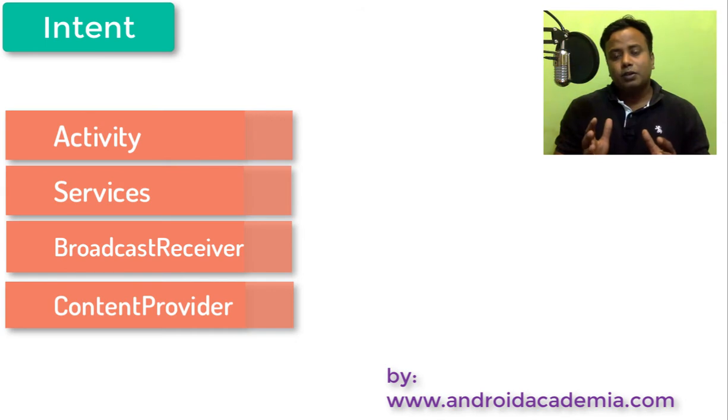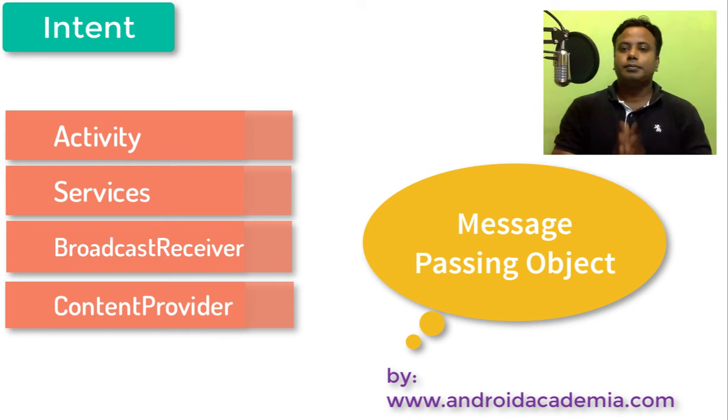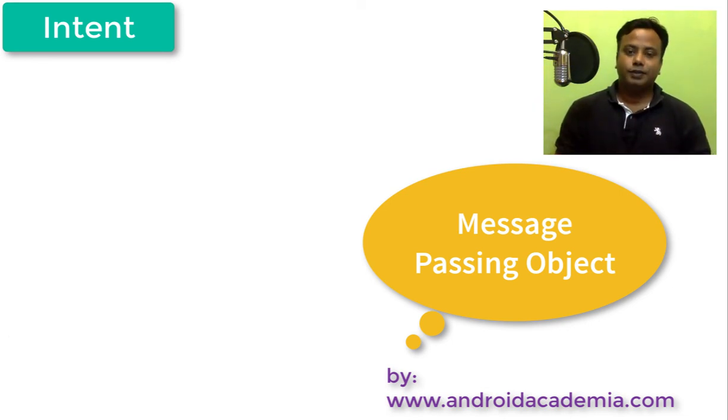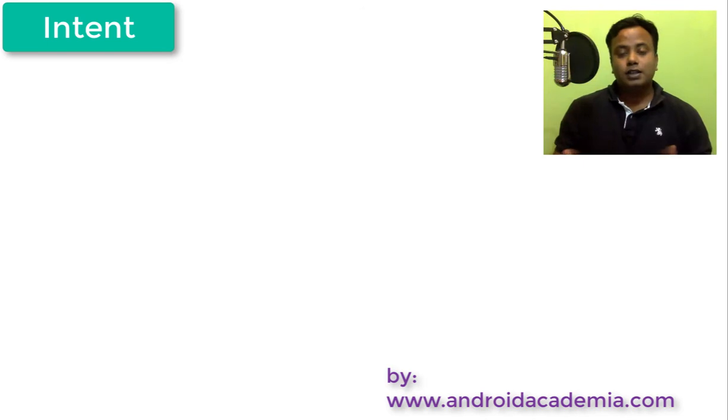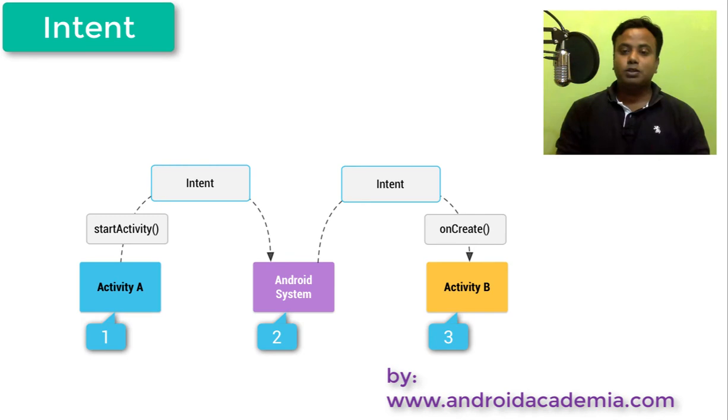Intent plays a very important role in creating Android applications. Intent acts like a message passing object, or you can say a switching mechanism. For example, you are creating an application, and in your application you require more than one activity. So how can you perform a navigation from one activity to another activity? This is possible by using an intent. So here intent plays the role of a message passing object. By using an intent, you can navigate from one activity to another activity. Not only this, you can also use intent to invoke services and broadcast receivers.